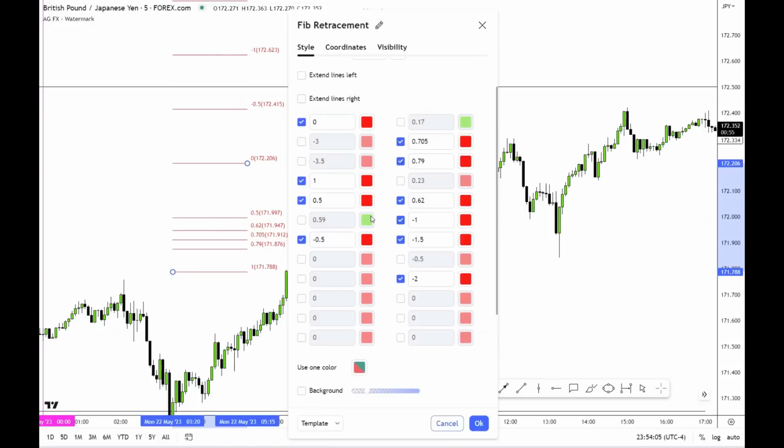The levels on ICT's Fibonacci are 0, 0.62, 0.705, 0.791, negative 0.5, negative 1, negative 1.5, and negative 2 standard deviations. Optimal trade entry is the 62% retracement level of the fib to the 79% retracement level, and the midpoint or 705 level. That is your optimal trade entry.